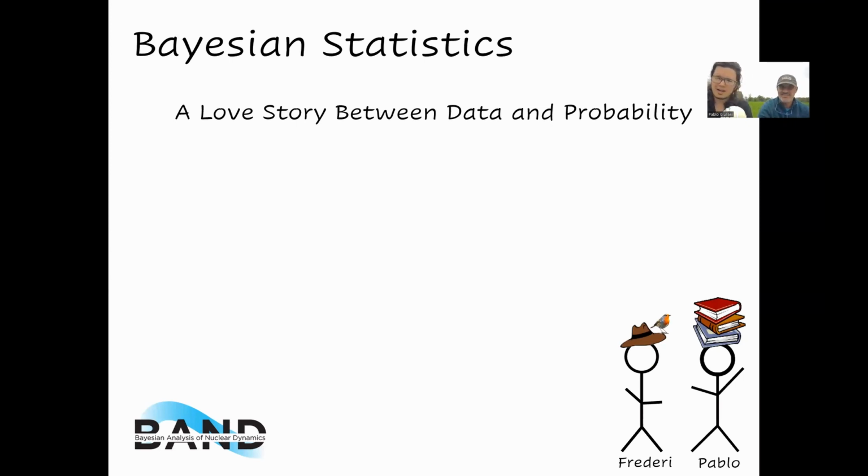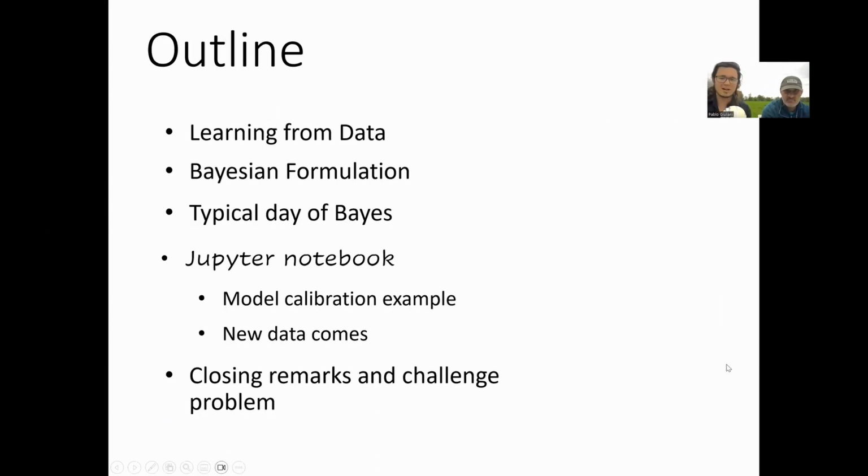Fantastic. So I am Pablo. This is Frederi. You're about to watch a very short, condensed version of the introduction to Bayesian statistics video we just recorded. That is around 45 minutes. So this one we're going to try to streamline it. 10 minutes, you see what it's about, and then if you're interested in more details, you can go to the longer version. The long version's fun. The long version is really fun. We had so much fun.